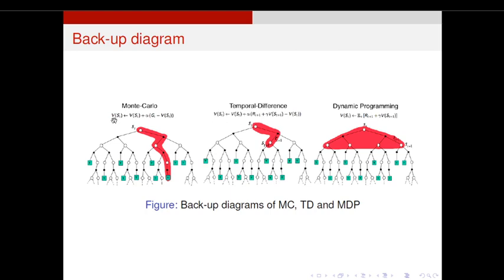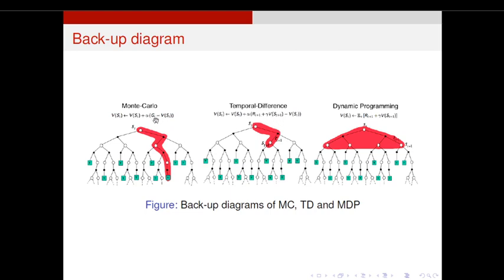V of St, here also V of St, is updated by V of St plus alpha into, instead of Gt, I am using Rt plus 1 plus gamma into V of St plus 1. See, Rt plus 1 is the immediate reward or immediate return to state St for an action. Then gamma is our discount rate. V of St plus 1 is the value at the next state. So this value is the return based on the next state value.